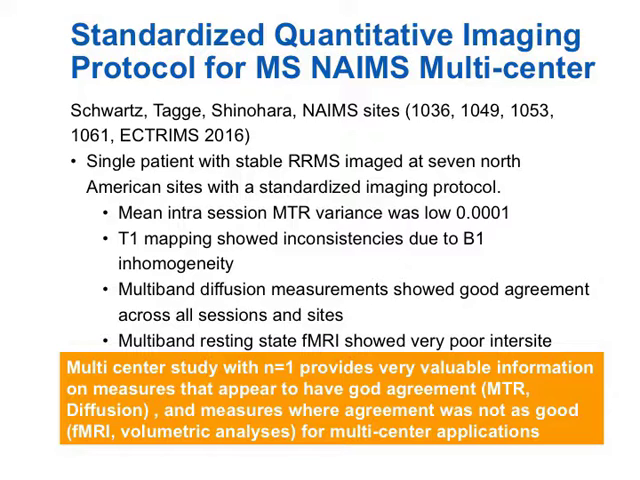So essentially, trying to put all these results together, what I would say is that this was a multi-center study with an N of 1, and this highlights how studies with an N of 1 can be valuable. It provides very valuable information on measures that appear to have good agreement, such as diffusion, and measures where agreement was not as good, fMRI and volumetric analysis, for multi-center applications. This information will be used going forward to better standardize the MRIs and also to understand which methods can be applied with more ease in a multi-center fashion.